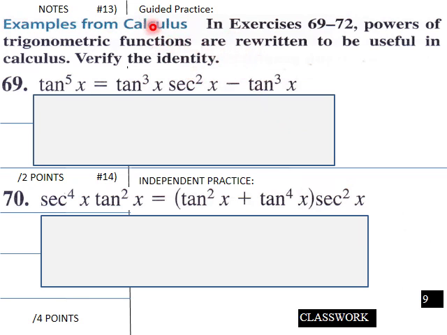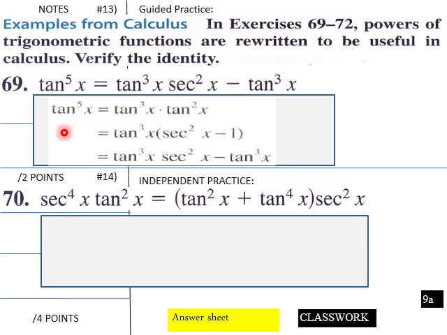So here we go into our guided practice. Powers of trigonometric functions are rewritten to be useful in calculus. Verify the identity. So we have tan to the fifth x equals tan cubed x secant squared x minus tan cubed x. When we break this down, tan to the fifth x is the same thing as tan cubed x times tan squared x, right?